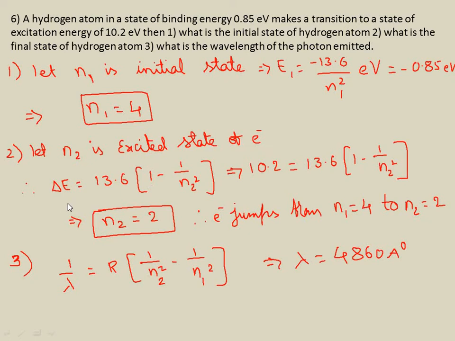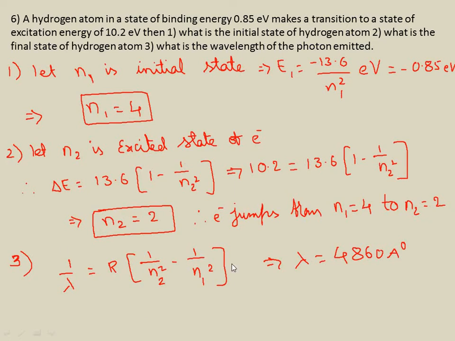So that's why 10.2 equals 13.6 (1 − 1/n2²). Upon simplification I get n2 = 2. Therefore, we can say that the electron jumps from n1 = 4 to n2 = 2. Clear? Now we need to find the wavelength of the photon emitted.